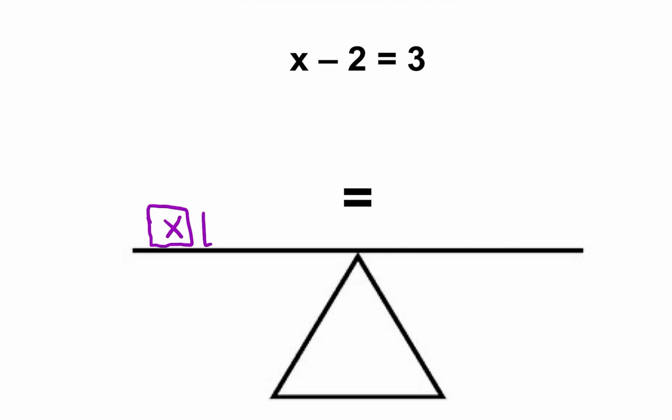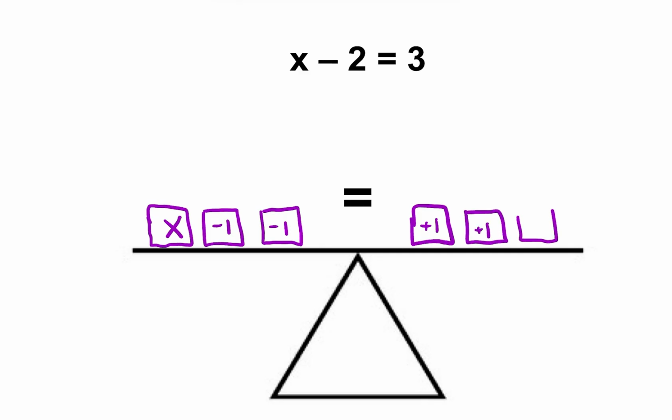And then I am going to make 2 boxes that have a -1 in them. That comes from this right here, because if I break that down, that's 2 negatives, so -1 and a -1. On this side of the equal sign, we're going to have 3 boxes, and those are going to have a +1 because the 3 is positive. Right now, this is balanced, because each side equals the other.